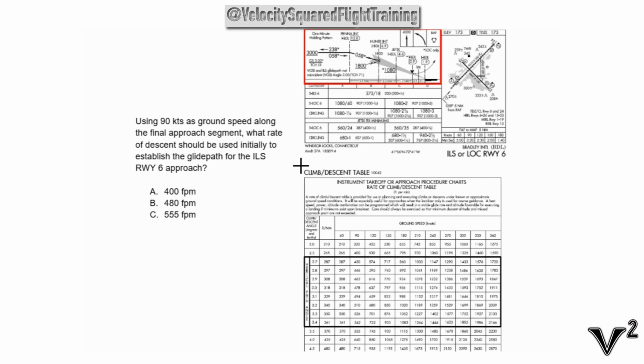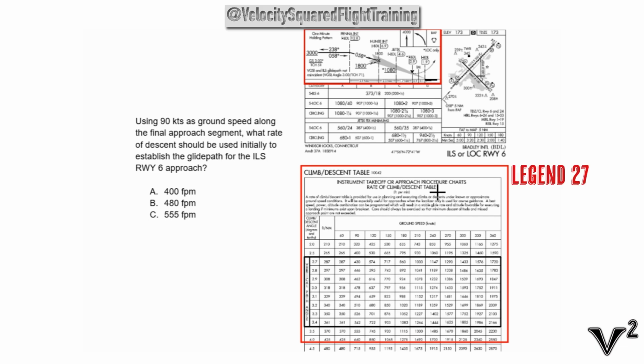And then I also brought in this table from the TERPS that you're going to need. You're going to have access to this table. It's one of the legends. This one's legend 27 in your testing supplement. So if you get a question that talks about 90 knots ground speed and all this stuff about the glide path, make sure to reference this table, okay? Because there's no other way you could come up with these numbers. So if you're sitting there on the test wondering where would I get this from?